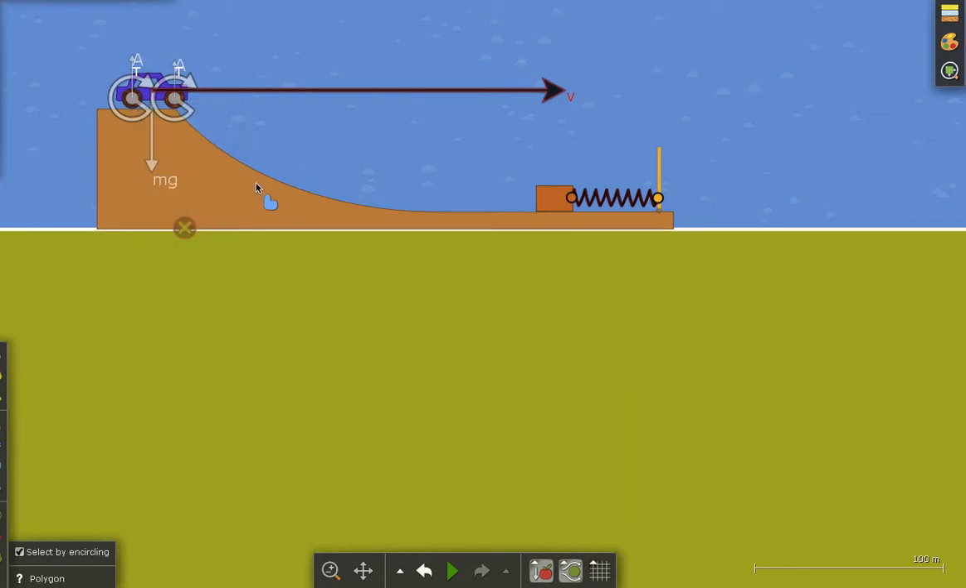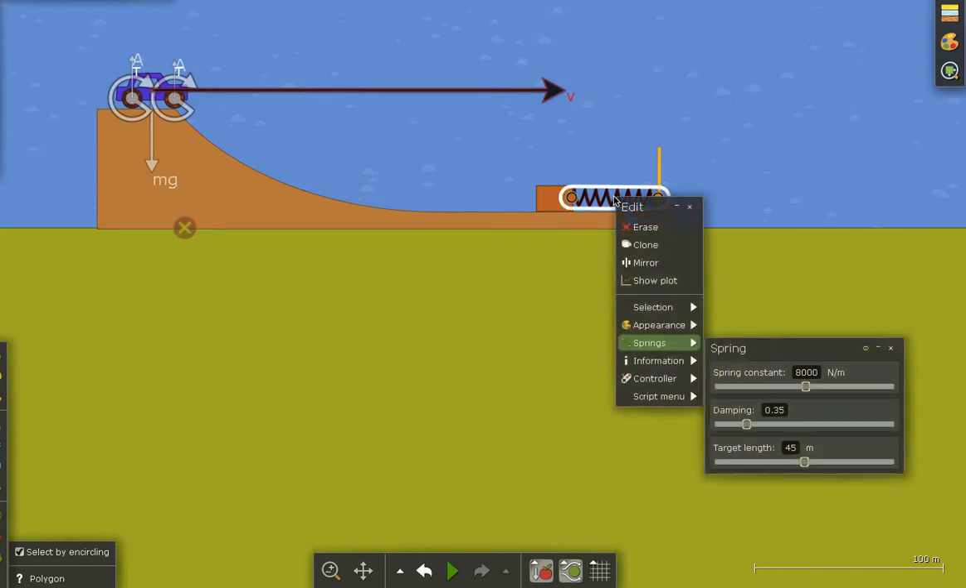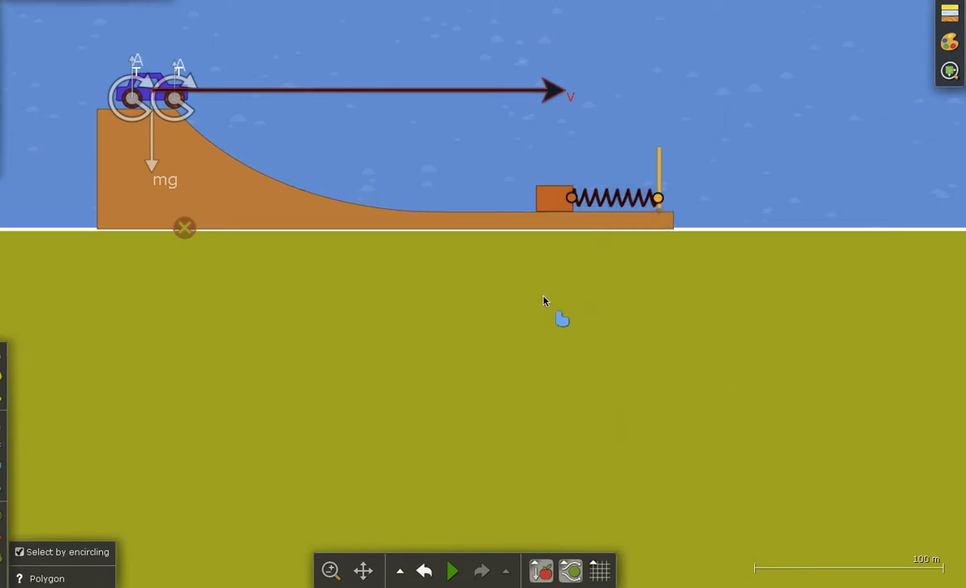At the end of the, we'll say, 11-meter long ramp is a 400 kilogram box attached to a 45-meter long spring at rest, meaning it's unstretched or uncompressed. And the spring has a spring constant of 8,000 newtons per meter, and it is attached to a fixated post. So before I hit play, we see that the car is at rest.